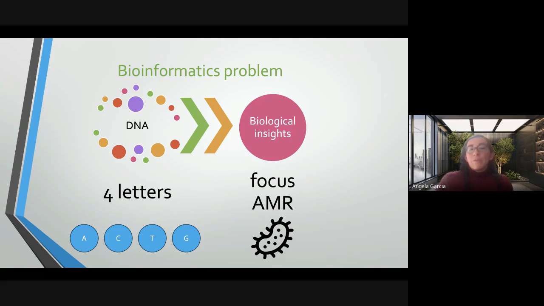So, for bioinformatics, we start with basically 4 letters. The 4 letters that define the whole DNA: A, C, T, and G. Those are our 4 letters. For engineers, it will be binary code. For us in genomics, this is our main language, those 4 letters. Now, from those 4 letters, by finding out the order of those letters in our bacteria, we will try to find some biological insights, and specifically in this case, to describe antimicrobial resistance.